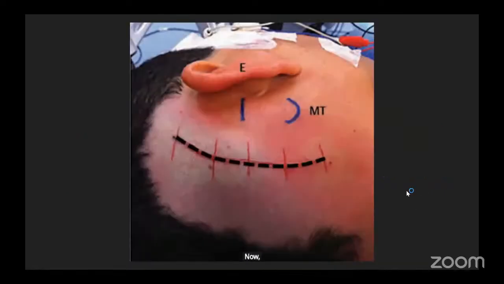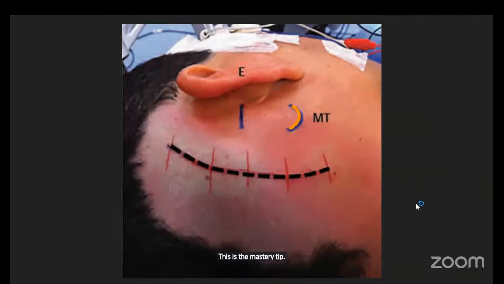Now, if you look at it, this is the mastoid tip. And a lot of residents end up confusing the mastoid tip and the mastoid notch. Please remember, for incision, we use the mastoid tip. For transverse sinus marking, this one is probably the transverse sinus marking. For the transverse sinus, we use the mastoid notch. For the incision, we use the mastoid tip. We go 1 centimeter inferior to the mastoid tip.